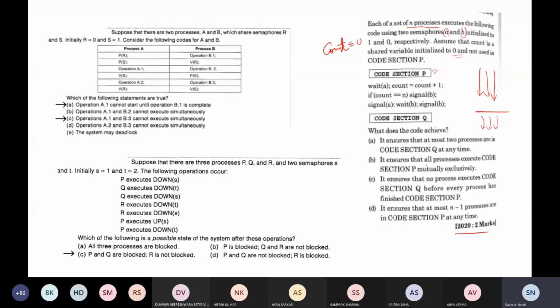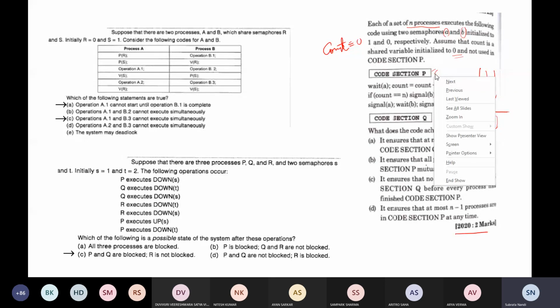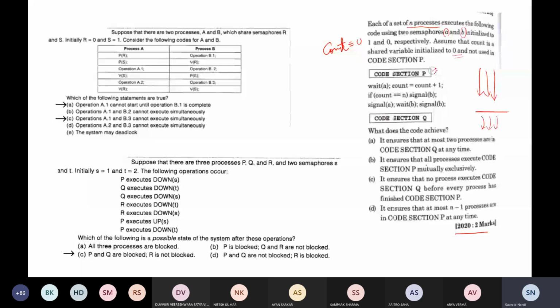So what about others? Do you agree with this option, or are there other answers? What is going to happen? Say we have n number of processes, and n can be anything. So let the first process enter. There is no semaphore in code section P, so it will be executed normally.